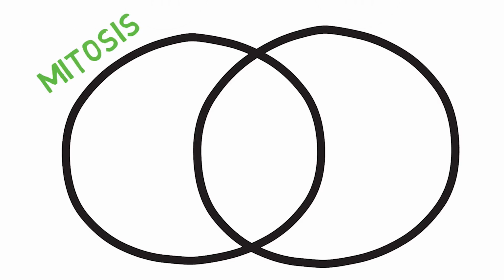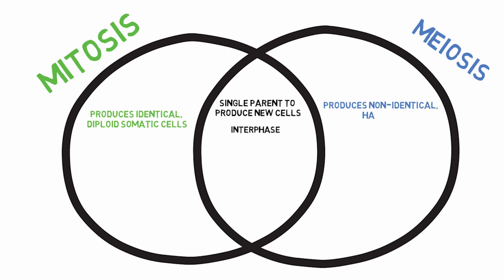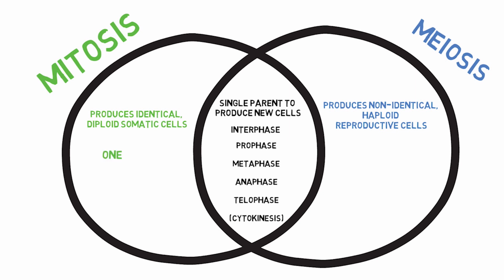In summary, both mitosis and meiosis are preceded by interphase, where cells grow and DNA is replicated. Both begin with a single parent cell and produce new cells. The biggest differences involve the class of cells that undergo each process. Mitosis produces identical diploid somatic cells, while meiosis produces non-identical haploid reproductive cells. Both mitosis and meiosis undergo prophase, metaphase, anaphase, and telophase. Mitosis requires 1 division to achieve diploid cells, while meiosis requires 2 divisions to achieve haploid cells.